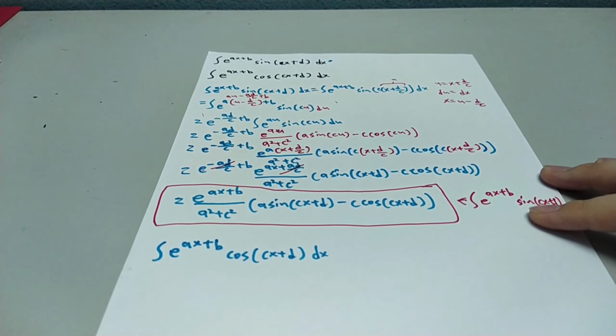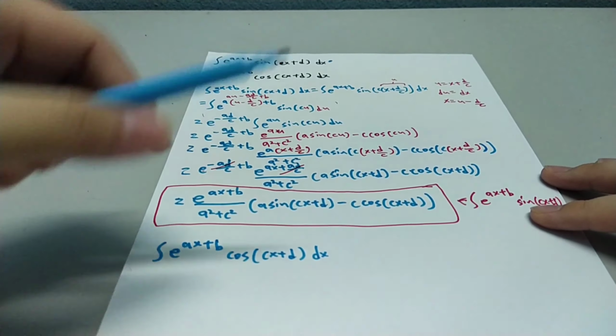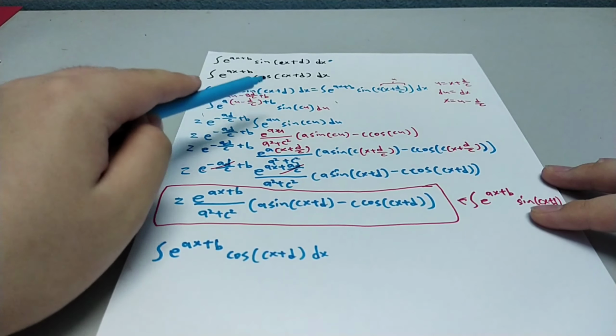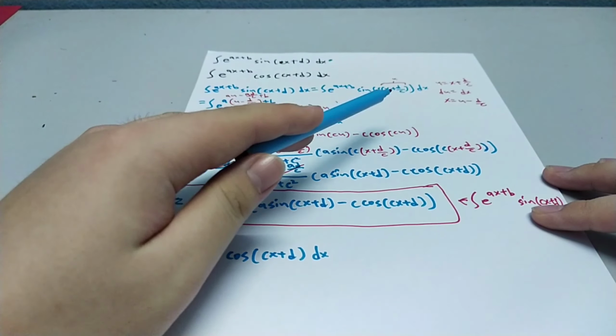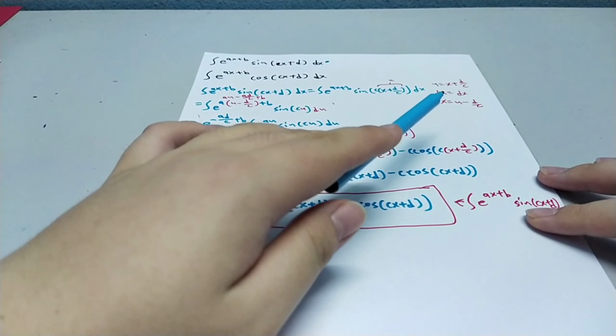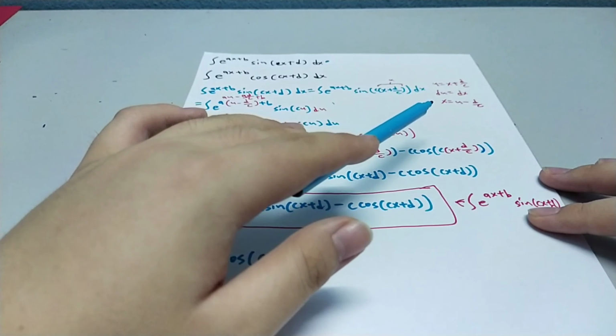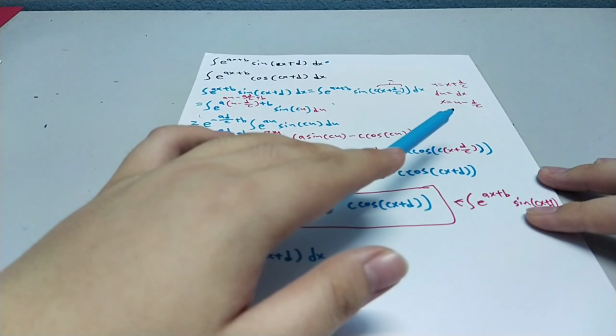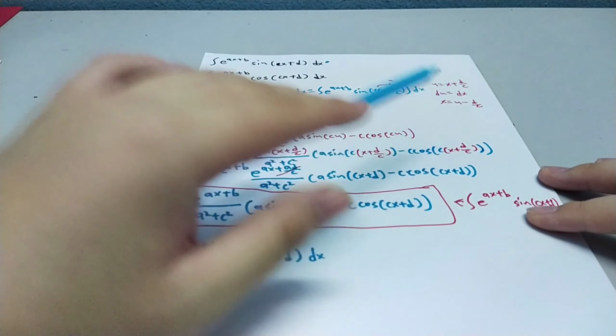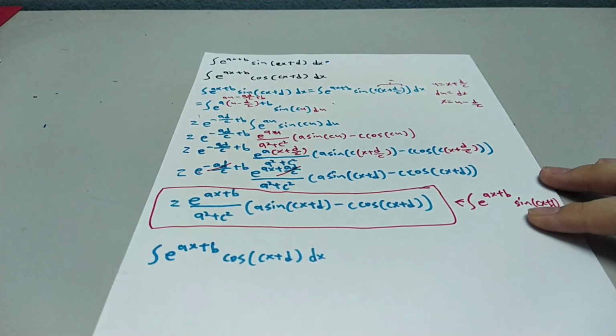Now let's solve the integral of e power of ax plus b times cosine of cx plus d dx. And as always, look at the previous integral, which is this one. We will factorize the c out from here, and then I will let u is equal to x plus d over c, and then differentiate both sides. Then we have du is equal to dx, then x is equal to u minus d over c. So we will just do a similar method.